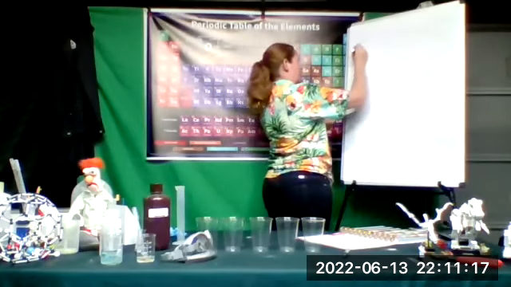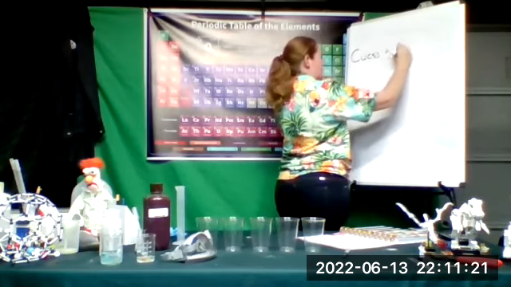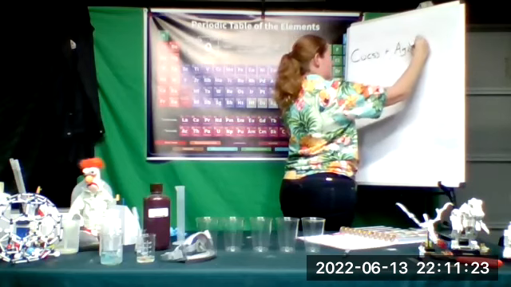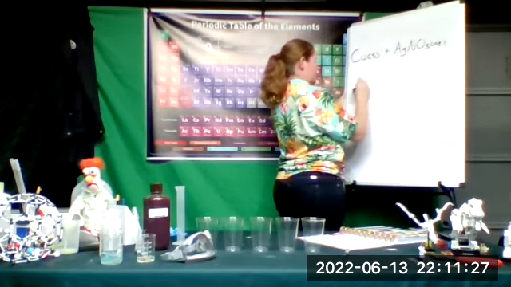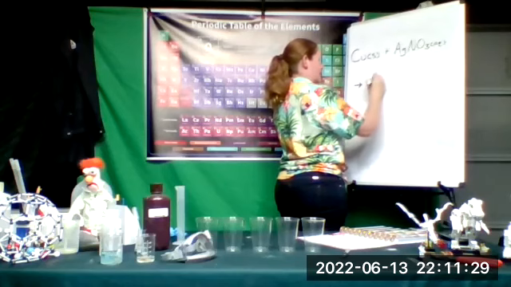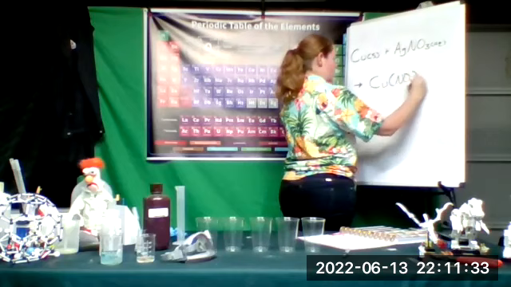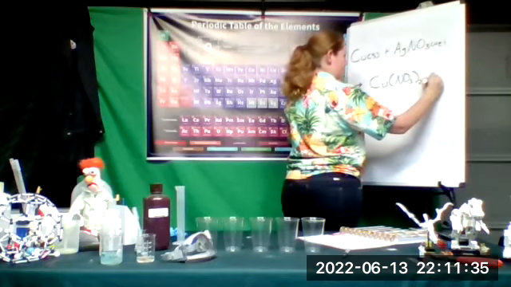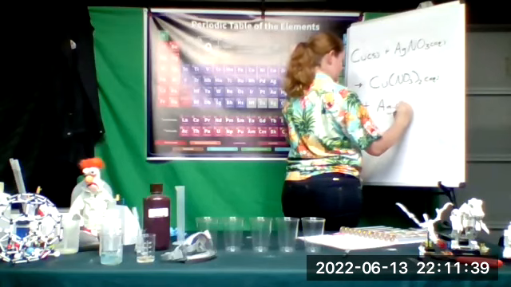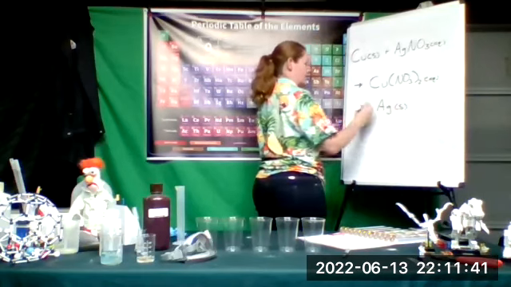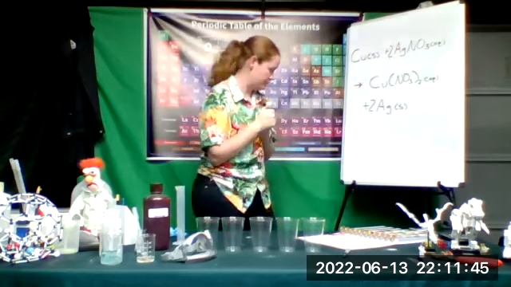So I have my solid copper. I have my silver, in this case a silver nitrate solution. And what ends up happening is I end up getting a copper(II) nitrate solution plus solid silver. In chemistry, we have to make sure everything balances, and that balances my equation right there.